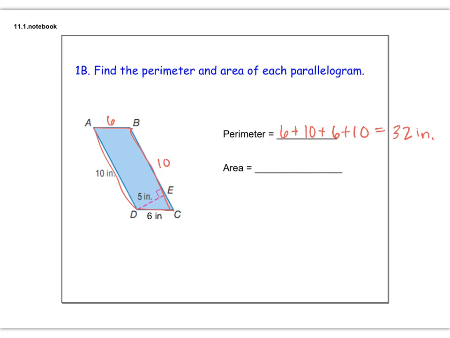And now we're going to find the area. Now this is a little confusing. You have to think about what's the base and what's the height. I like to think of this as the base, and it is 10, and then 5 is the height. So it's going to be base times height, or 10 times 5. That is 50 inches squared.